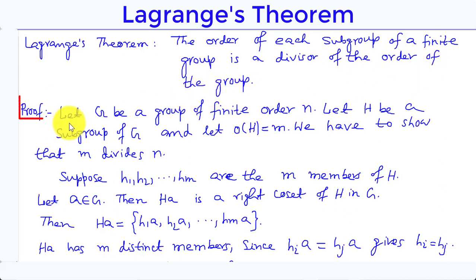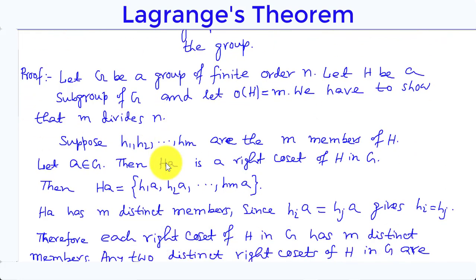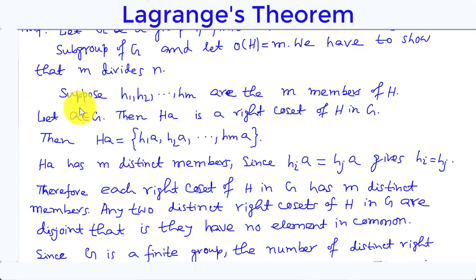Proof: let G be a group of finite order n. Let H be a subgroup of G and let the order of H be m. We have to show that m divides n. Suppose h1, h2, ..., hm are the m distinct members of H.